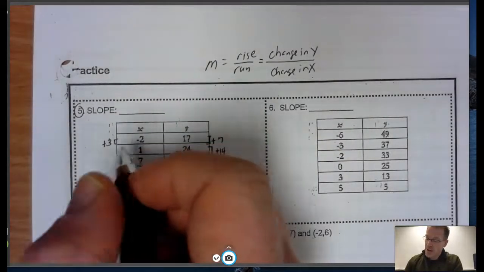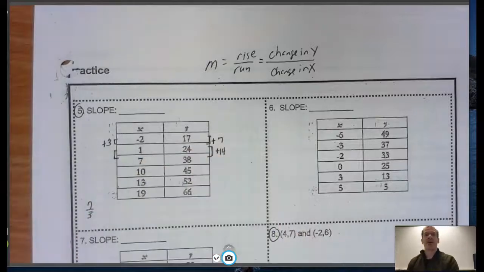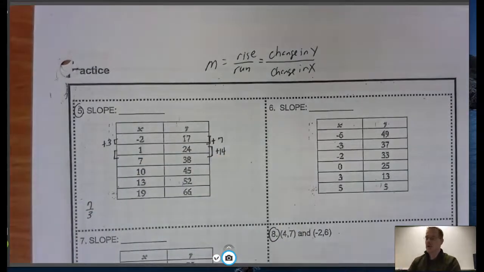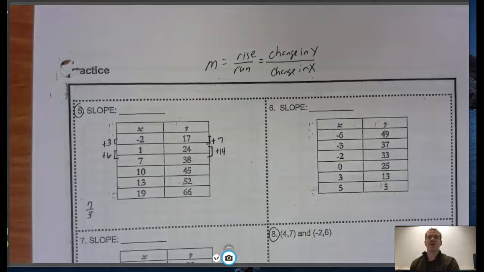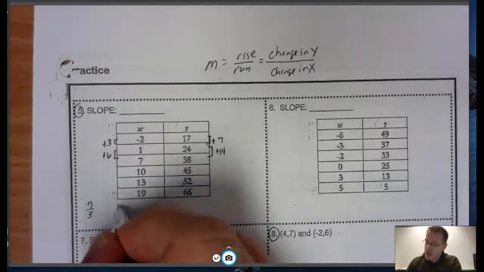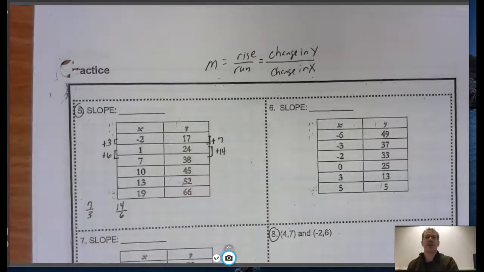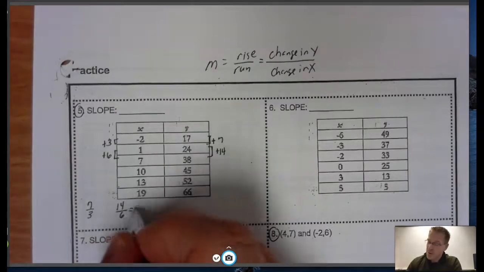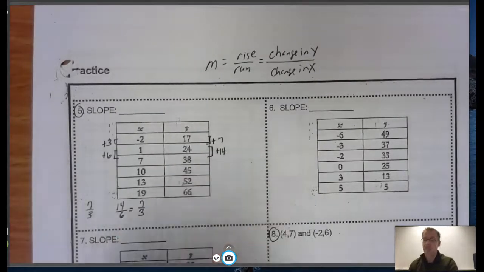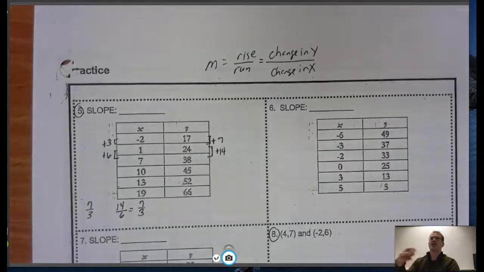But if I look on the other side, look how my x's change. I go from 1 to 7, so it goes up 6. So my next rate of change is 14 to 6. And it looks different. But now, once again, if we reduce that, this is why we always want to look at slope in lowest terms, to see if we are really talking about the same thing. And notice 14 and 6 are both divisible by 2. So if I reduce this, it brings it to 7 over 3, which says, okay, it's the same thing.